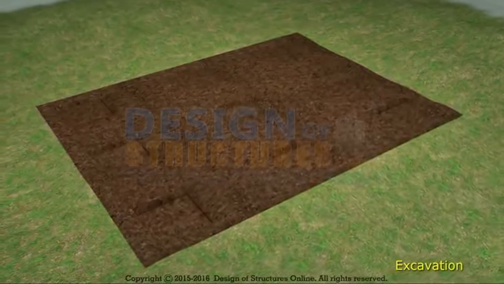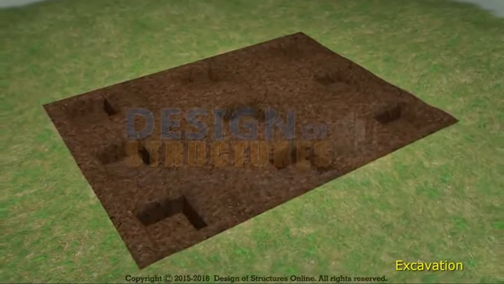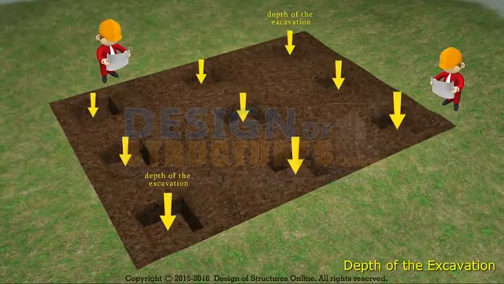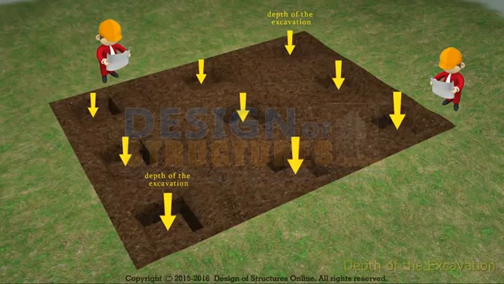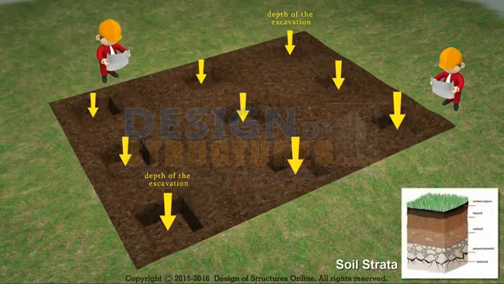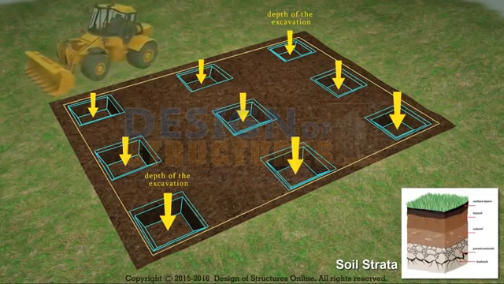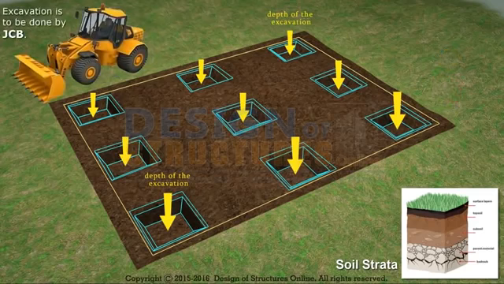Excavation. A structural engineer will be needed to determine the depth of the excavation. The depth will vary as per building, depending upon soil strata. Excavation should be carried out as per the drawings' defined lengths and widths. Excavation is to be done by the JCB.